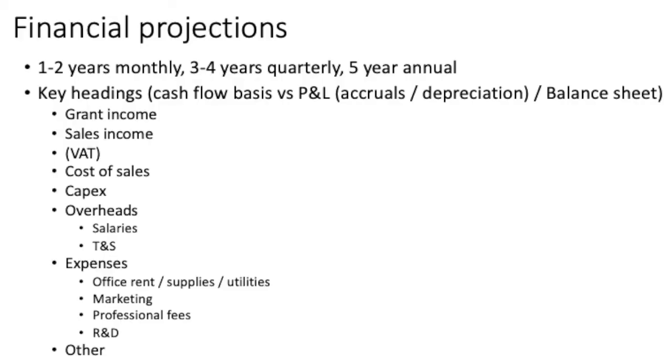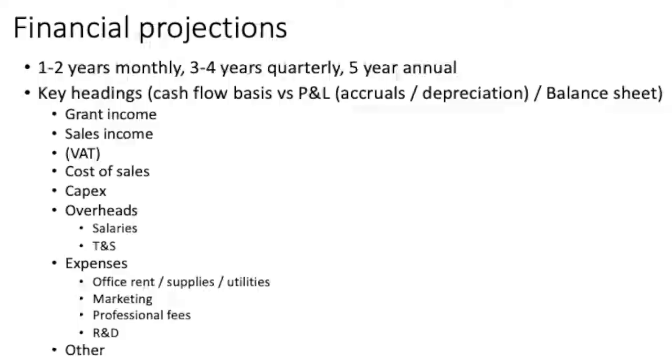So I would say the first 1 to 2 years you probably want to do a monthly projection, and I'll talk about that in a second. Then you might say, okay, we're just going to look at quarterly numbers for the sort of 3 to 4 years, and then just give a 5-year what's going to happen in the year. So what do we mean by that? Well, we break it down into some key headings.